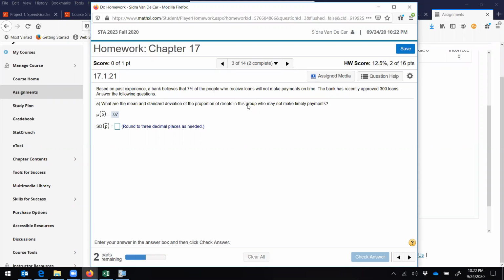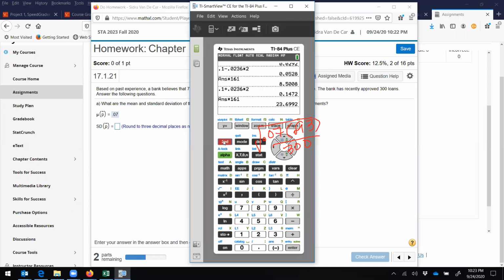And now to get the standard deviation, we're using that exact same formula. We're going to say that this is the square root of 0.07 times 1 minus 0.07, which is 0.93, over the number of loans, which is 300. So let's pull out our calculator. 0.07 times 0.93 and divide by 300. We get 0.0147. So to 3 decimal places, we'll round that to 0.015.